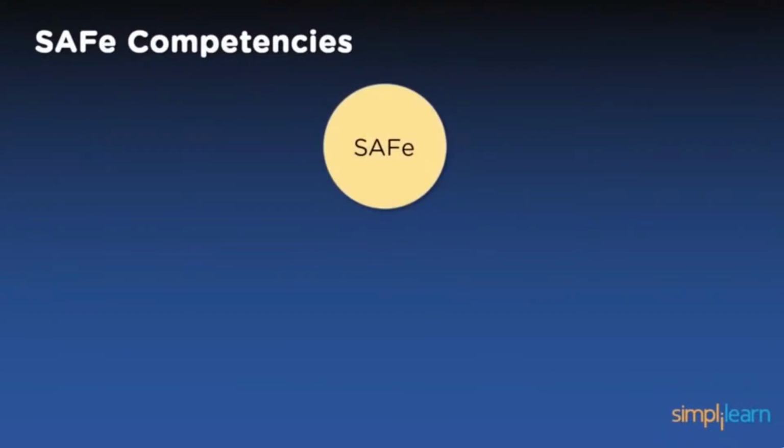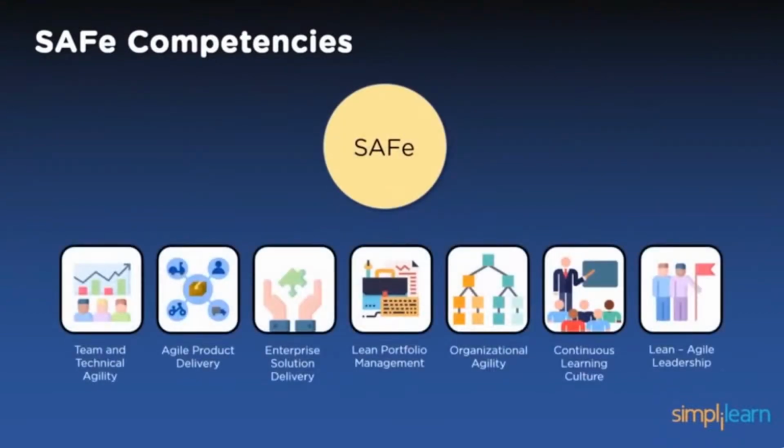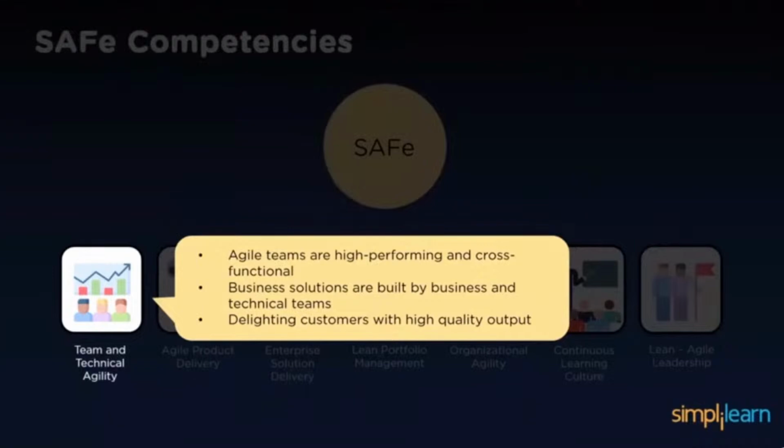So SAFE competencies involve team and technical agility, agile product delivery, enterprise solution delivery, lean portfolio management, organizational agility, continuous learning culture, and then lean agile leadership. So when I say team and technical agility, agile teams are high performing and cross functional. Business solutions are built by business and technical teams, delighting customers with high quality output. So this requires an able team which understands agile frameworks, follows and complies with them, and is also technically sound.